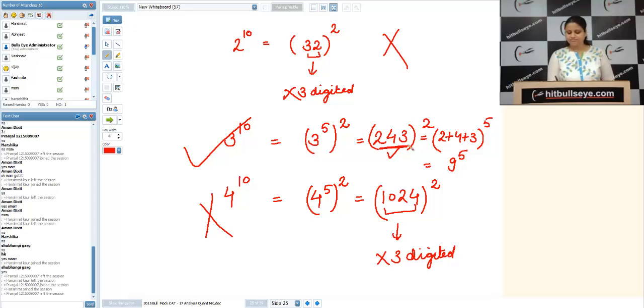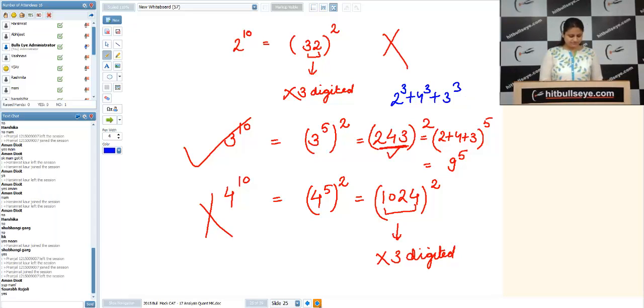What is my number here? This is 243. And what is the question? We want to calculate 2 cube plus 4 cube plus 3 cube, and this is the answer in this case. Is it okay, HK? Is it okay, all of you? HK, it was your doubt.